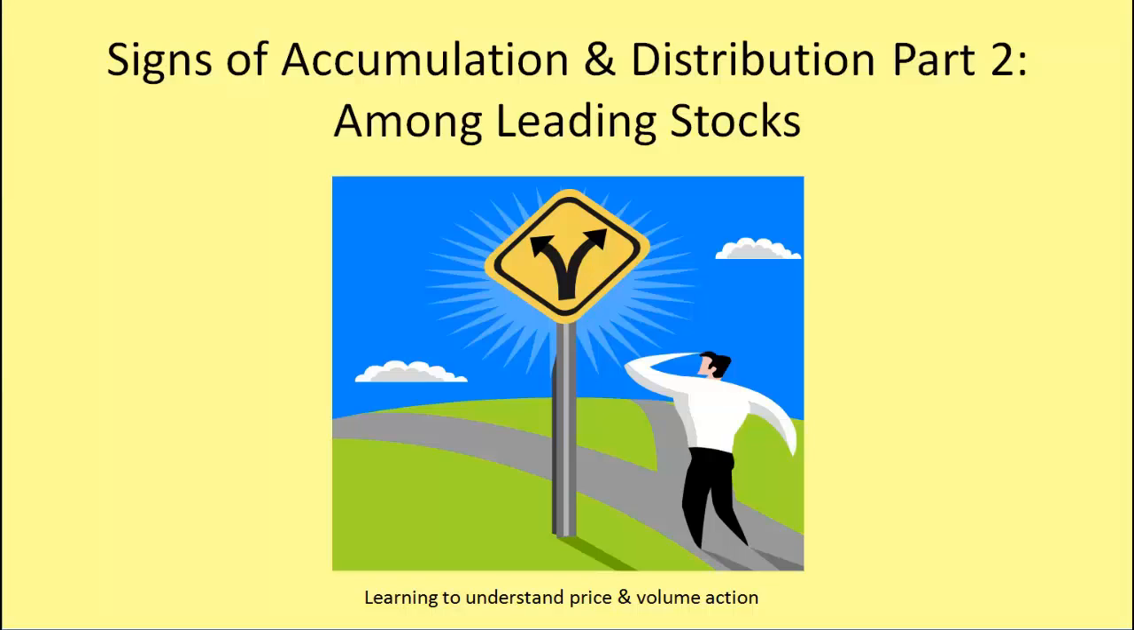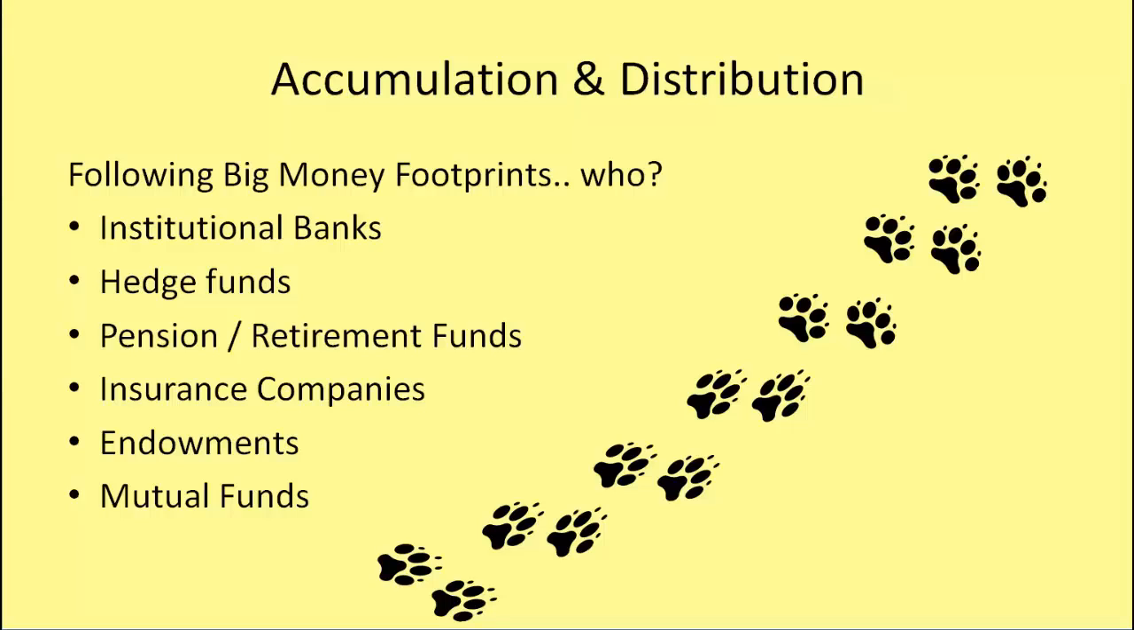This is part 2 of signs of accumulation and distribution. It's important to learn how to identify the signs of accumulation and distribution in leading stocks. And to do that, you need to be able to understand price and volume action. Our goal is to follow the big money footprints.